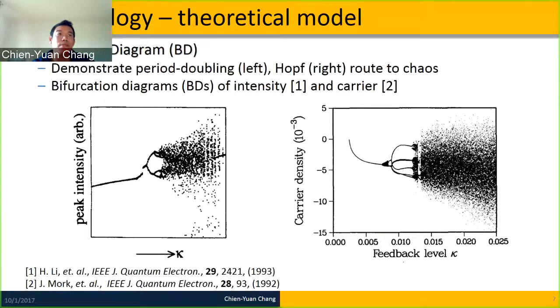So in the first step, one of the most interesting things that we are looking for is a bifurcation diagram. A bifurcation diagram is when we increase or decrease one of the parameters, and we see the dynamics change according to these parameters. The two figures below show the intensity as a function of these parameters. These parameters could be the feedback strength, as I mentioned before, or you can change the external cavity length, or the drive currents.